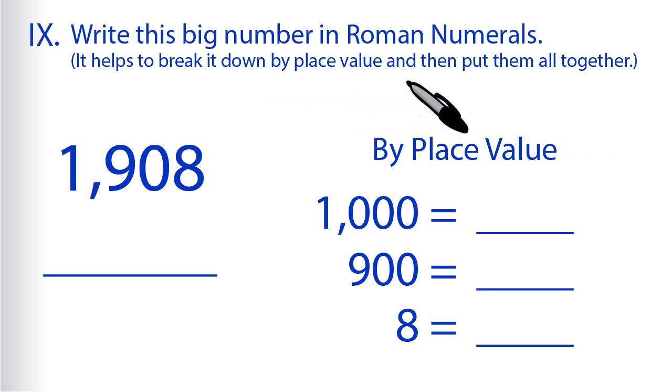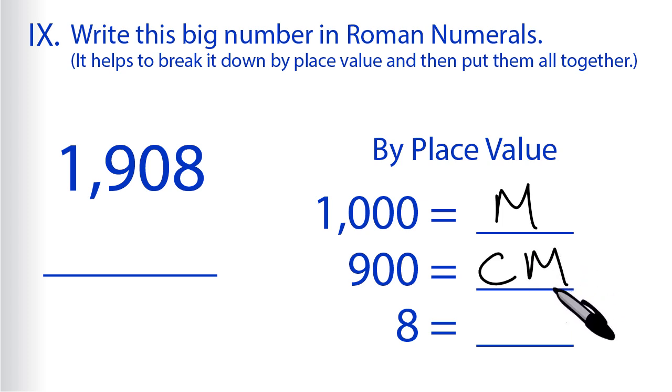It helps to break it down by place value and then put them all together. And the big number we're given is 1,908. So we need to figure out the Roman numerals for 1,000, the Roman numerals for 900, and the Roman numerals for 8. So for 1,000, we have a symbol that represents that exactly. It's the letter M. And then for 900, we need to subtract from the next largest value. So we need to subtract 100 from 1,000. So we do that by putting 100, which is C, in front of the symbol for 1,000, which is M. So CM equals 900.